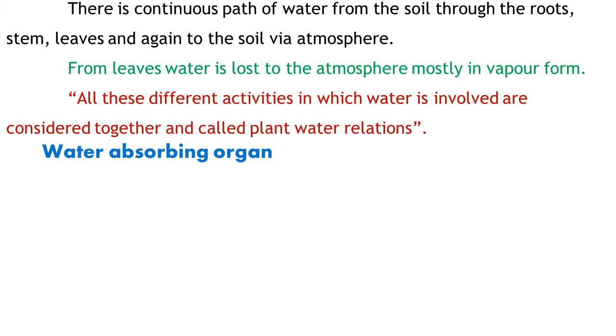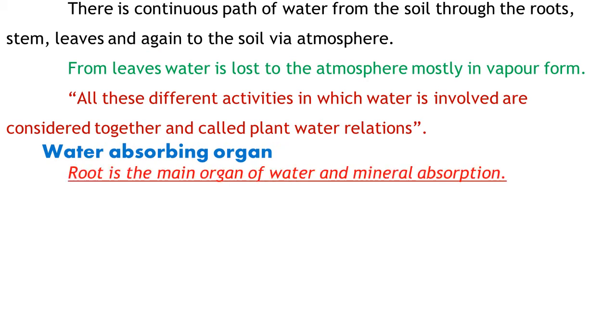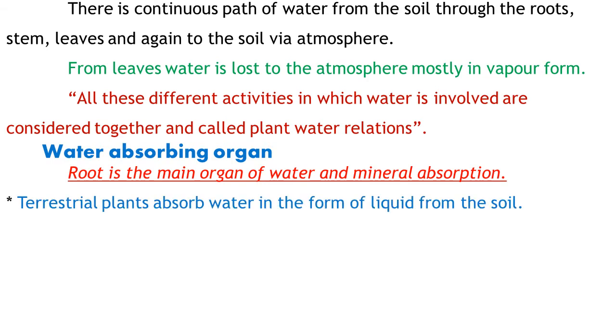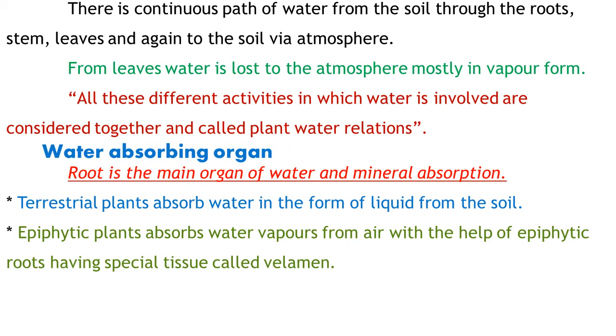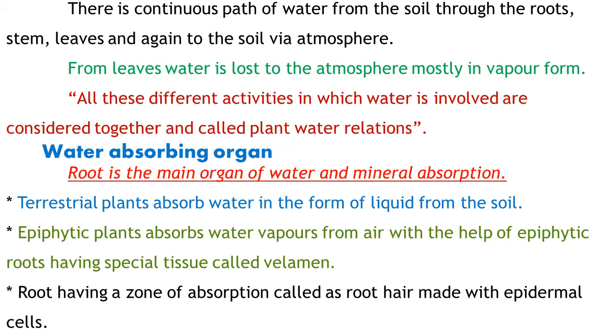Water absorbing organs. Root is the main organ of water and mineral absorption. Terrestrial plants absorb water in the form of liquid from the soil. Epiphytic plants absorb water vapors from air with the help of epiphytic roots having special tissue called velamen. Root having a zone of absorption called root hair is made with epidermal cells.